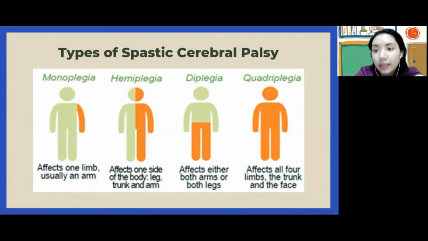The trunk and the face are also included, especially the muscles that control the mouth, the tongue, and the windpipe, which are also affected because whole body naman siya. Thus, it would be difficult to eat and talk. That is why they need good SLPs and other medical professionals as well, no, which we will discuss later on.